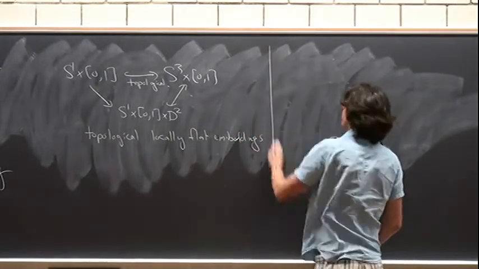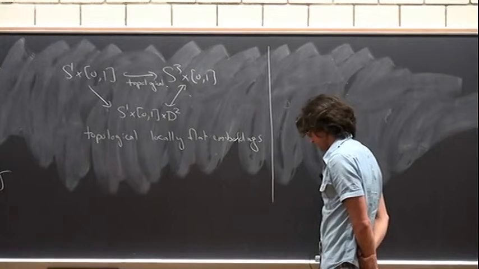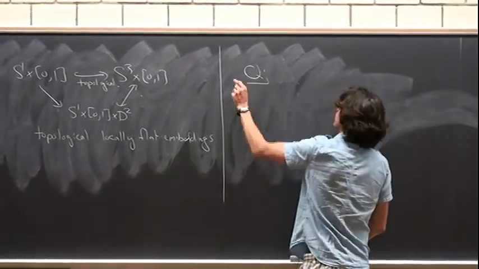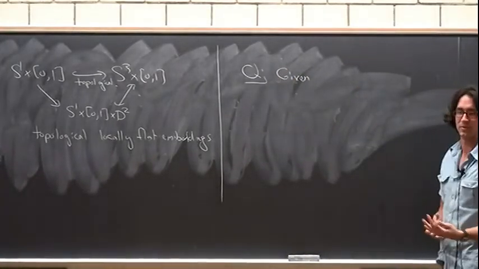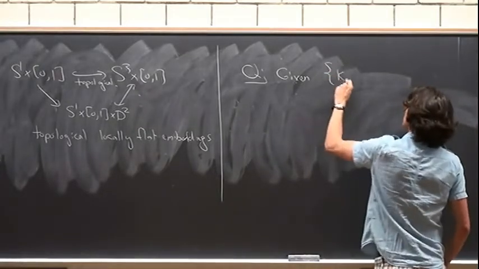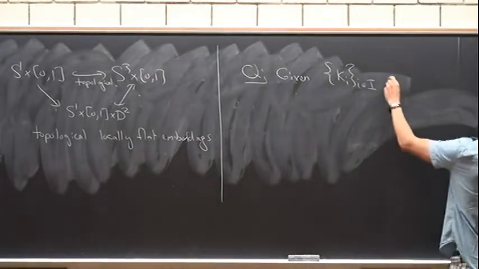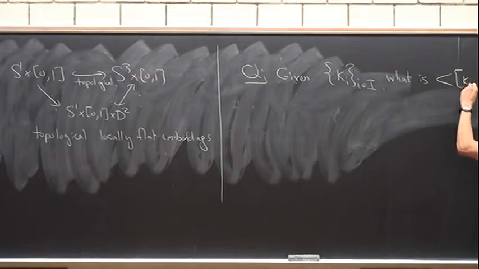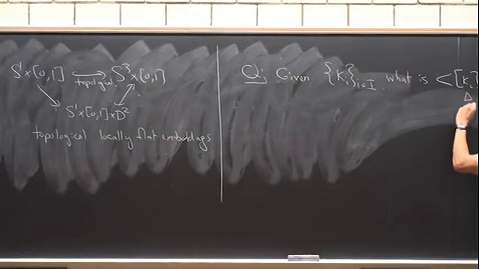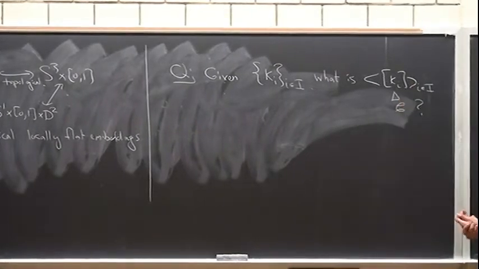Okay. So the question I'm going to be interested in today is this. I'd like to study subgroups of the concordance group, either in the topological or smooth setting. And so a question that I'd like to understand is, given some set of knots indexed by a parameter set, I'll denote the subgroup they generate by the usual notation, and I want to know what the subgroup that they generate is.